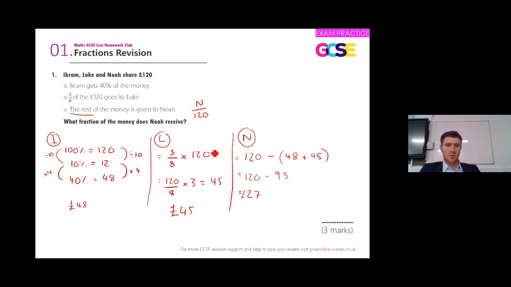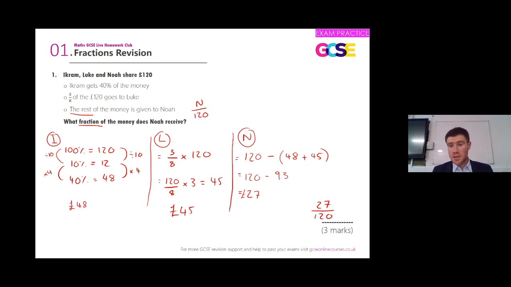£27. Remember, what fraction of the money does Noah receive? What fraction? So it's not just how much does Noah get. He gets 27. It's what fraction. So he gets 27 out of 120. That's the fraction he receives.